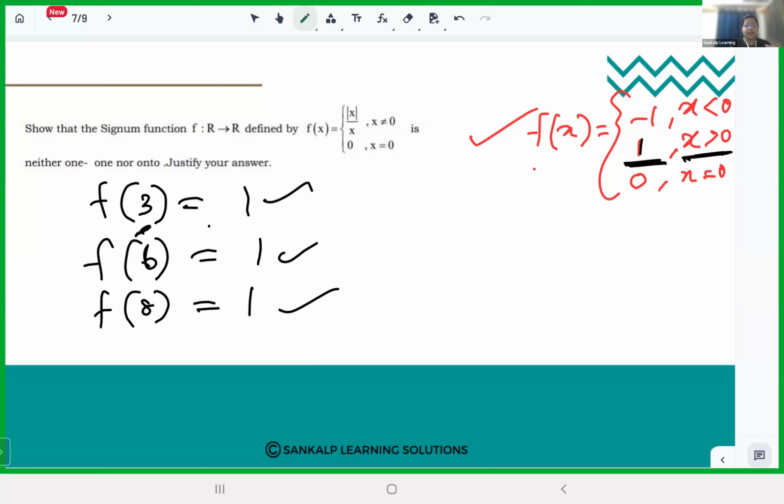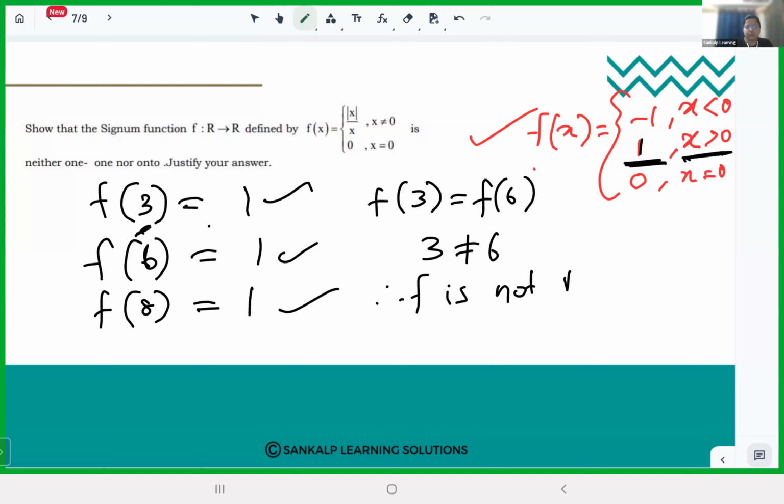So you have so many different elements that have the same image 1. So can you say that it is one-one? No, it is not one-one. Here you can write like this: f of 3 equal to f of 6, but 3 is not equal to 6. They are different elements, but their images are the same. So you can say that f is not one-one.